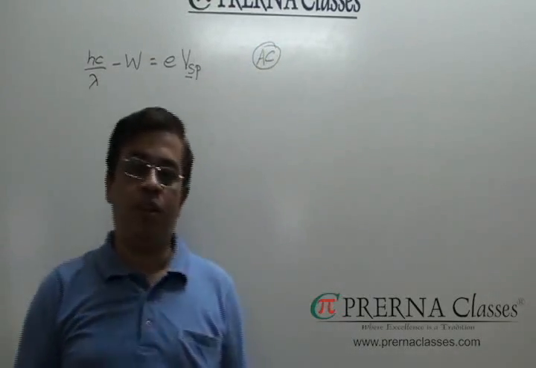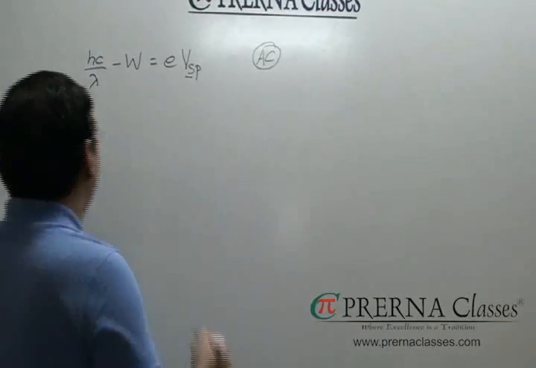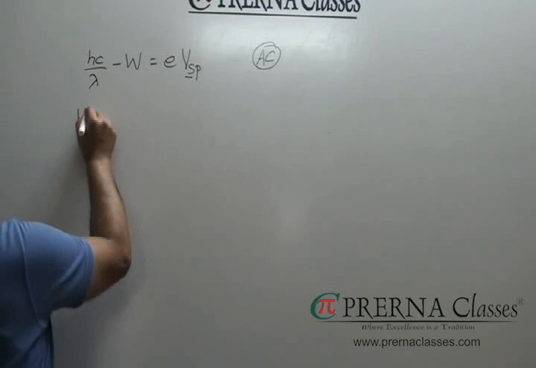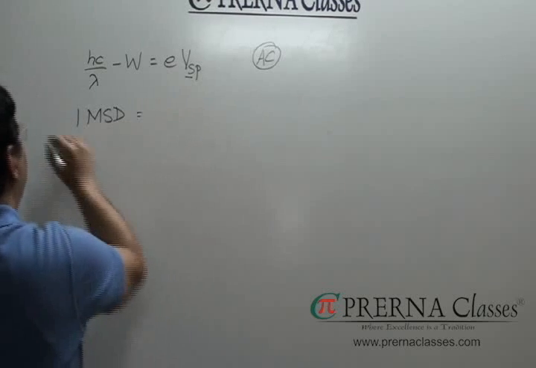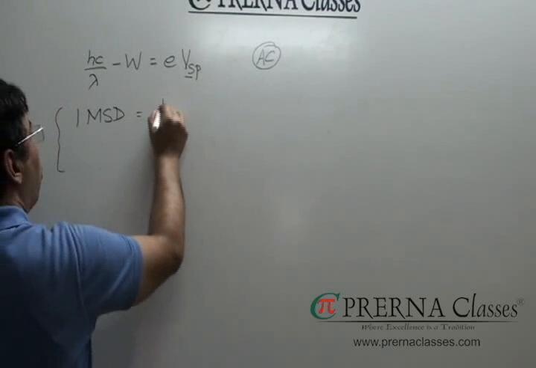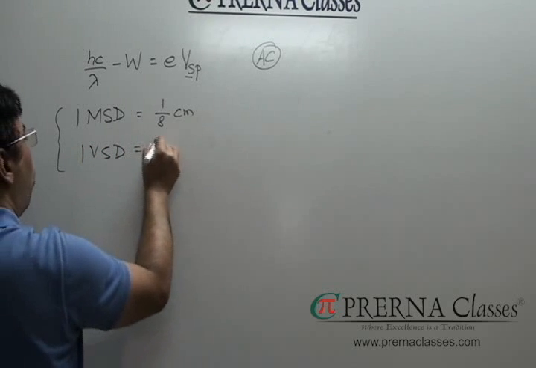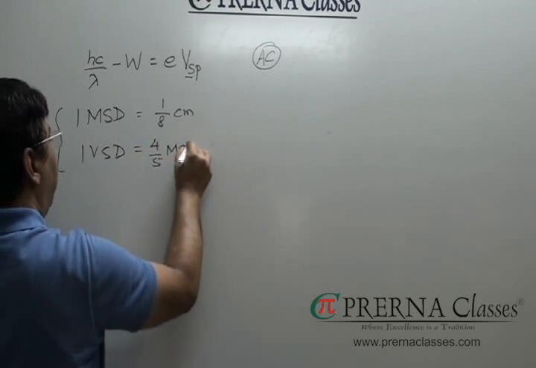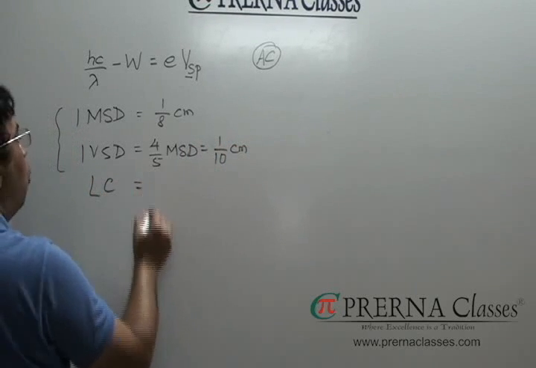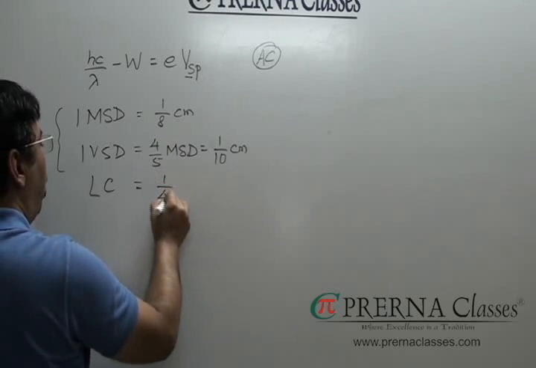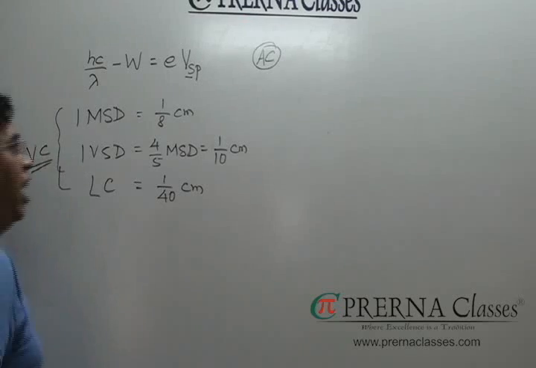The next question dealt with vernier caliper and screw gauge. From the information given, we get that one main scale division of the vernier caliper is going to be 1 by 8 centimeter. One vernier scale division is 4/5 of a main scale division, which then turns out to be 1/10 of a centimeter, and therefore the least count that we are getting, the difference of both of this, is 1/40th of a centimeter. This is the information that we have for the vernier caliper.